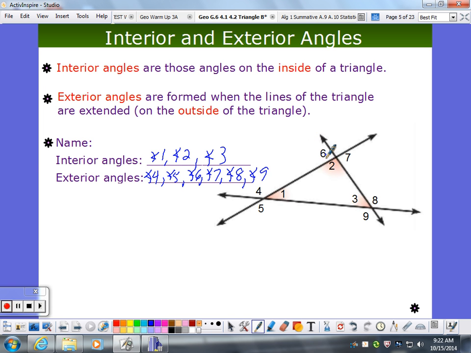Nope. These are my exteriors. It's like they're right next to an angle that's inside. Right next to. These are not considered exterior. I mean, they are exterior to the triangle, they're outside the triangle, but that's not what we need.